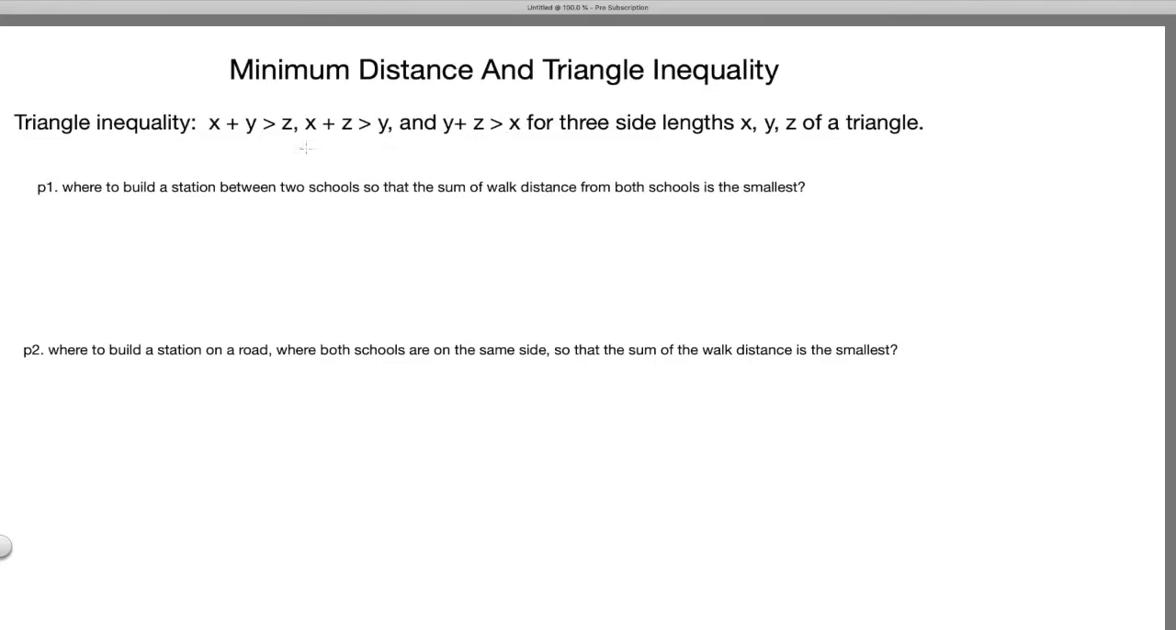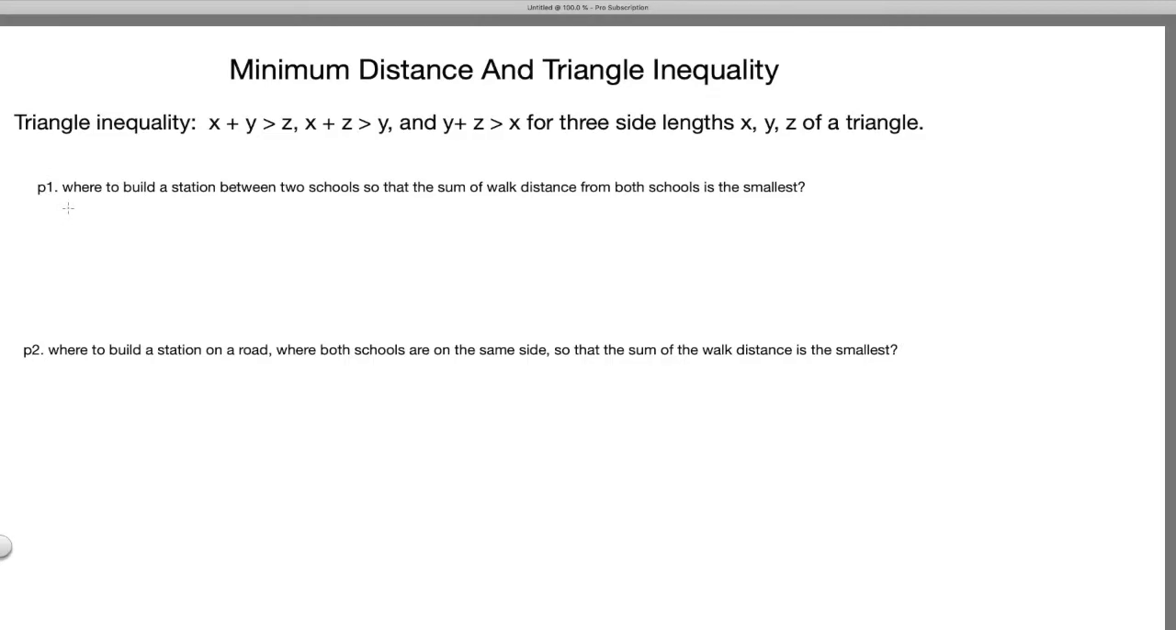What these three inequalities mean is that the sum of two side lengths has to be bigger than the third one. Or equivalently, a third length cannot be too large. It has to be less than the sum of the other two. So now we'll look at a few problems where we can use the triangle inequality to solve.